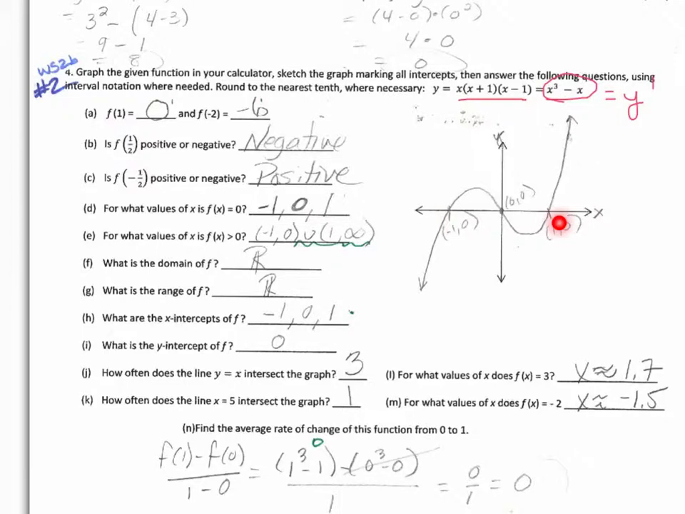For what values of x is f of x greater than 0? So it's asking you, where are the y values positive? And that occurs here and here. And so what x values are covered by those? Negative 1 to 0 and 1 to infinity.